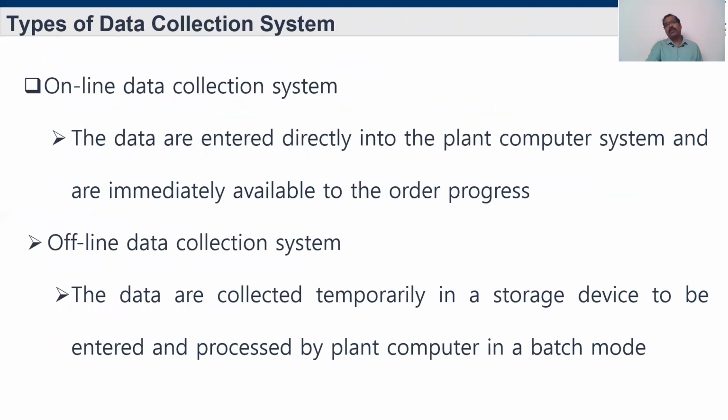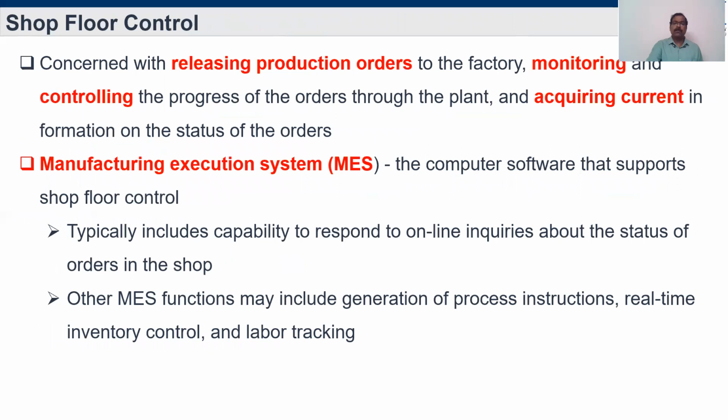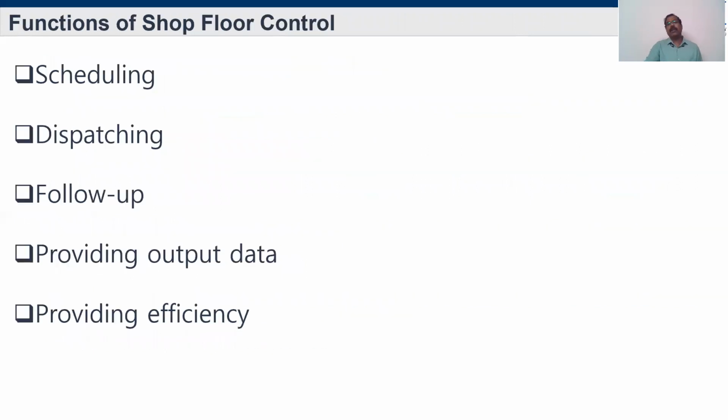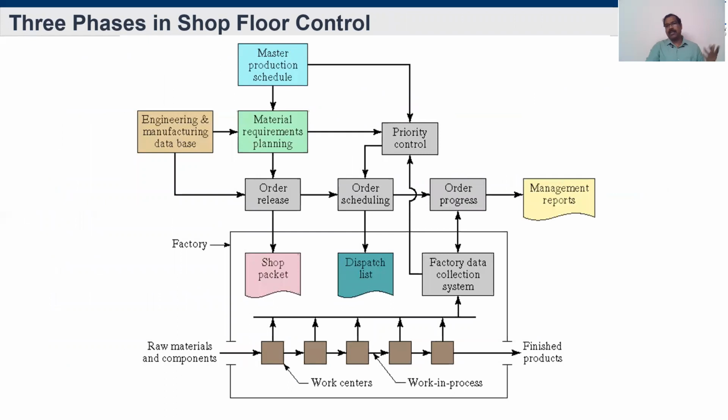As of now, we discussed shop floor control and the three phases available in it: order release, order scheduling, and order progress. Order release has the shop packet, which includes a list of documents, including the job order and release order. The order scheduling is a dispatch list, which tells the shop floor what to manufacture. The final stage is order progress, which collects the data, meaning it monitors what is happening, so that only then can we control it, right?